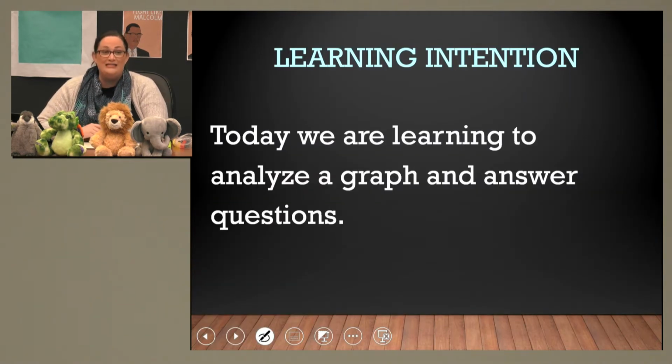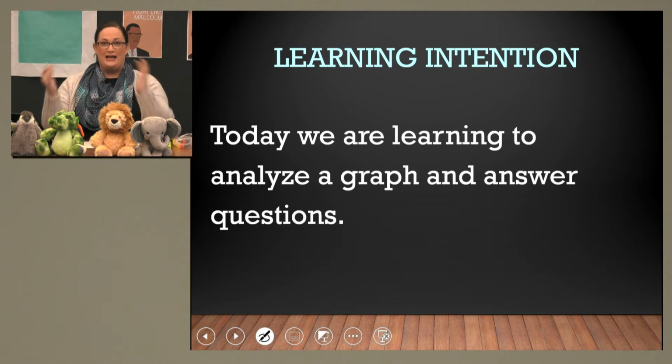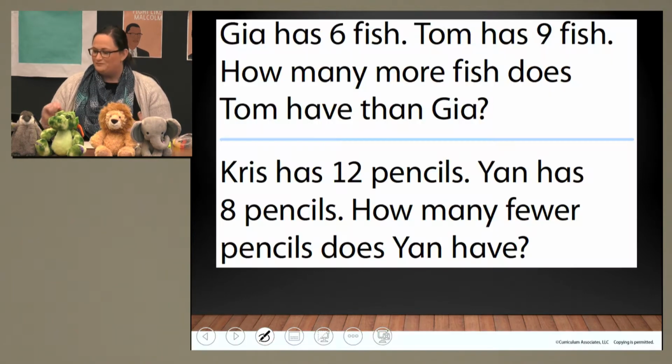Today, we are learning to analyze a graph and answer questions. So the last 2 days, we've talked about looking at a whole set of data and organizing it into categories and finding out how many in each category. Today, we're gonna look at a graph. We're gonna notice what we know about the graph and what we've learned, and then answer questions about it. It's really fun to do.